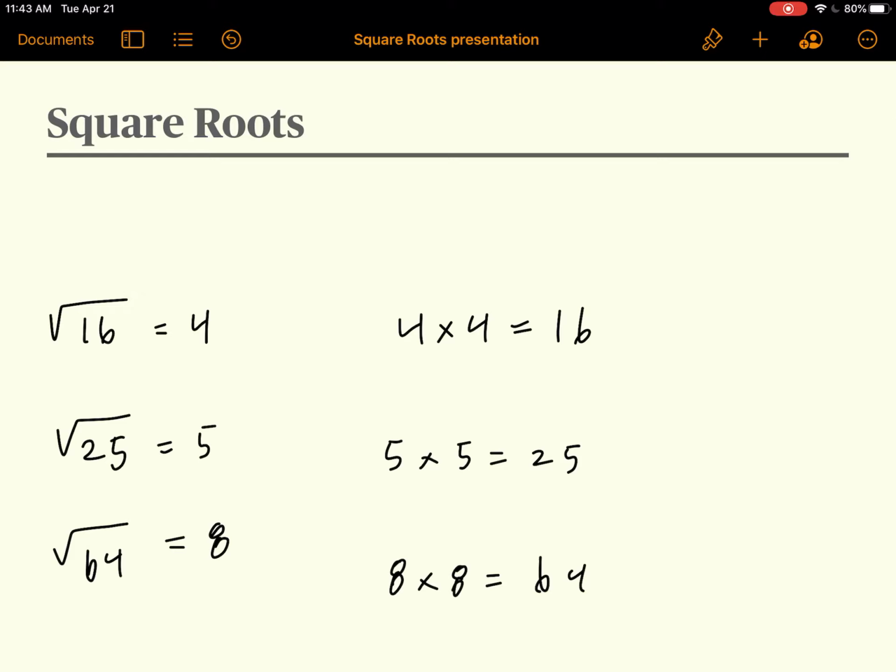Here are some examples of square roots, and square roots are basically just the quantity of a number that has been multiplied by itself. So we have 16. The square root of 16 is 4. The square root of 25 is 5. And the square root of 64 is 8. And that's because 4 times 4 is 16, 5 times 5 is 25, and 8 times 8 is 64.